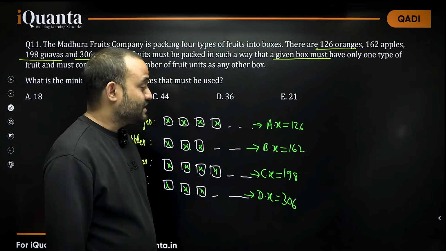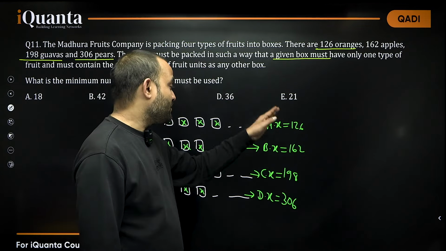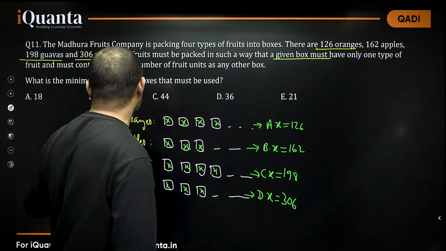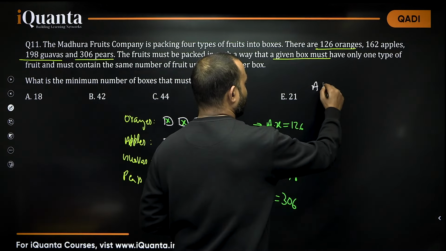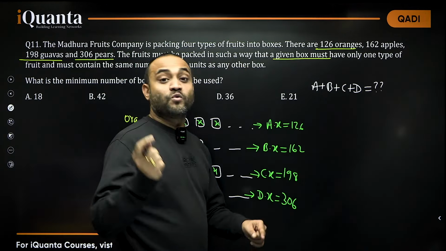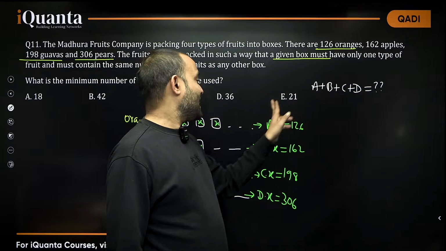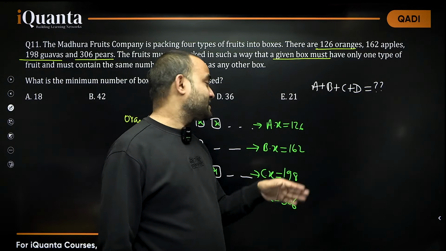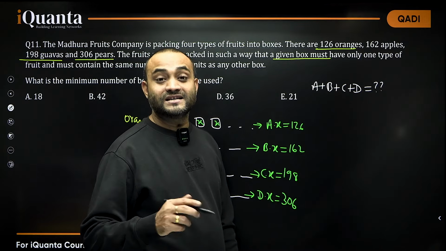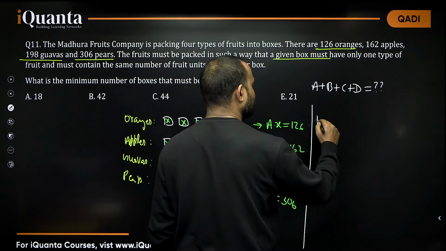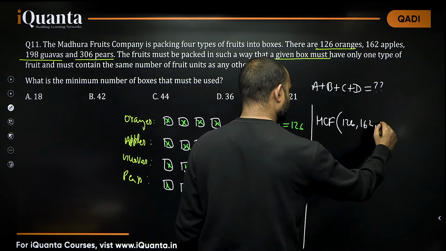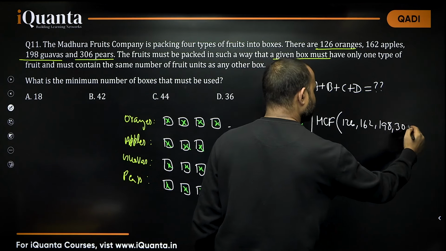So what do you see? All of these numbers have a common factor, which is x, right? So we need to find the value of x. The number of boxes that we are looking for will be a plus b plus c plus d. And if you want to minimize this, x must be maximum. x is a factor of these 4 numbers. The maximum factor means we need to find the highest common factor of 126, 162, 198 and 306.